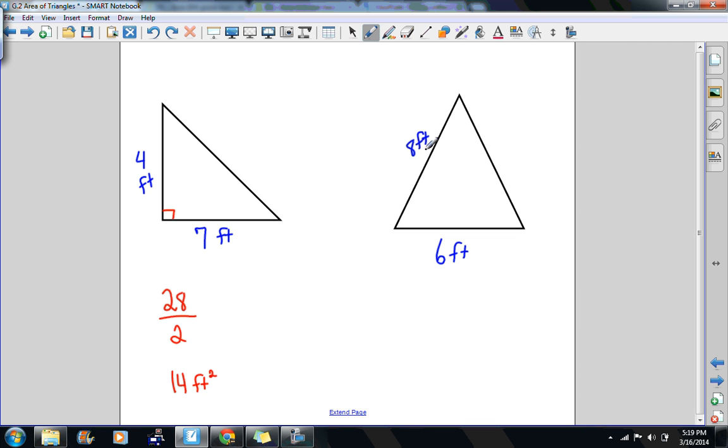Now, for this triangle over here, this is not the height, because this does not create a 90-degree angle right here. Therefore, we could not find the height of this figure. But let's say instead of that, this here is the height, which is 8. Then we would do 6 times 8, which is 48. And 48 divided by 2 would be 24 square feet.